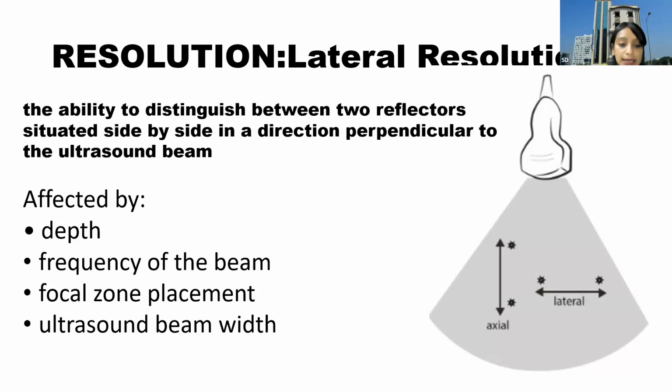Like in my previous slides, when I was explaining, I was telling that the frequency of the beam determines how deep it goes into the substance. Higher frequency will travel a lower distance, and lower frequency will travel a higher distance. So the lateral resolution is affected by the frequency of the beam, then by focal zone placement, and it depends on ultrasound beam width.